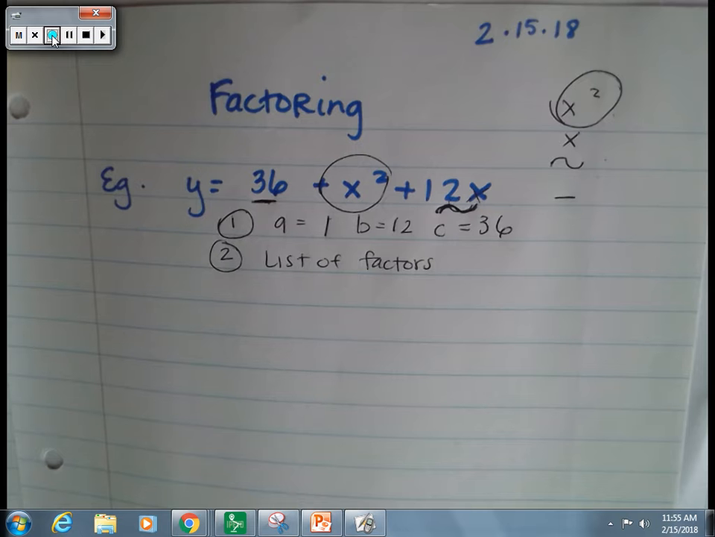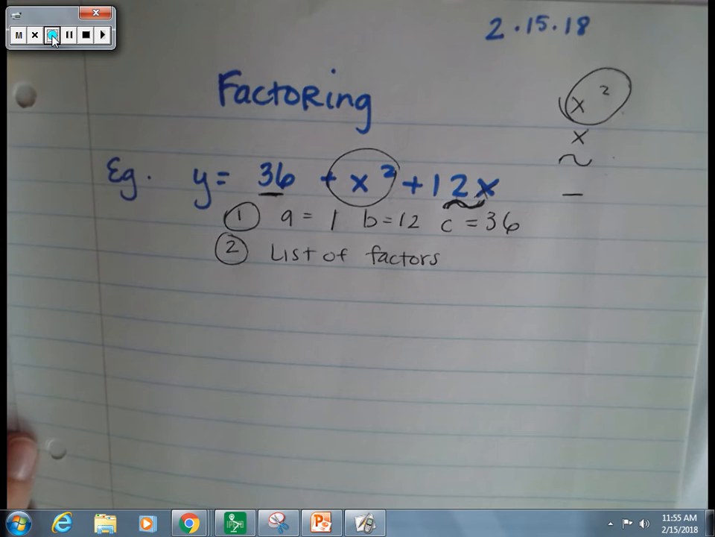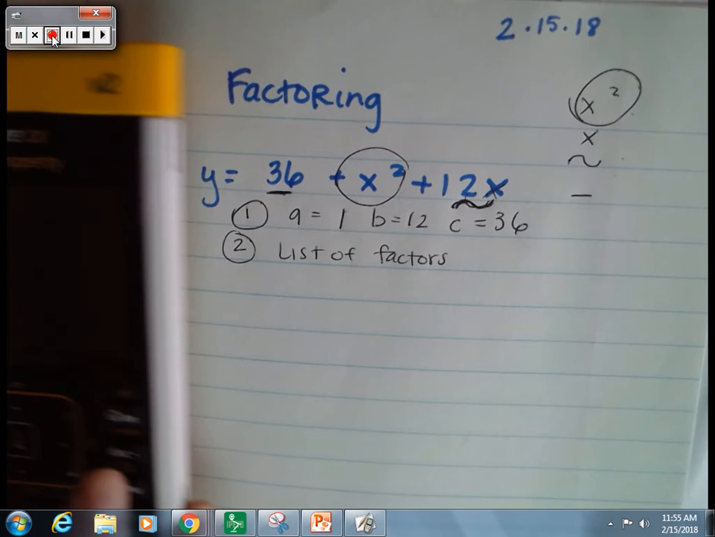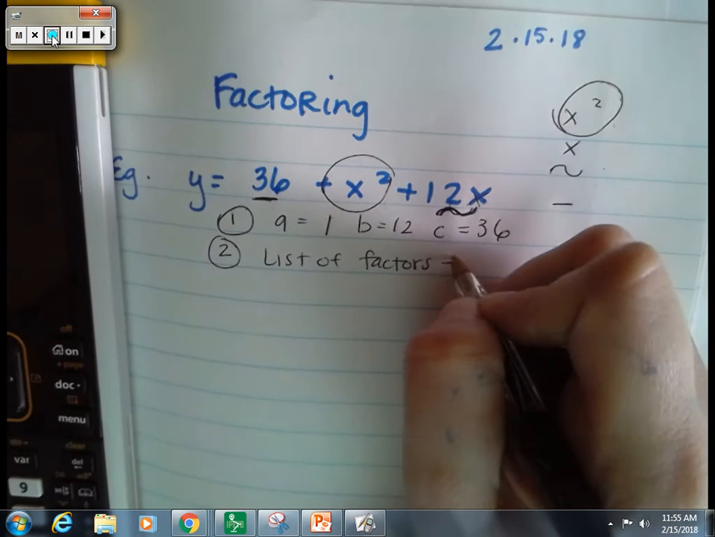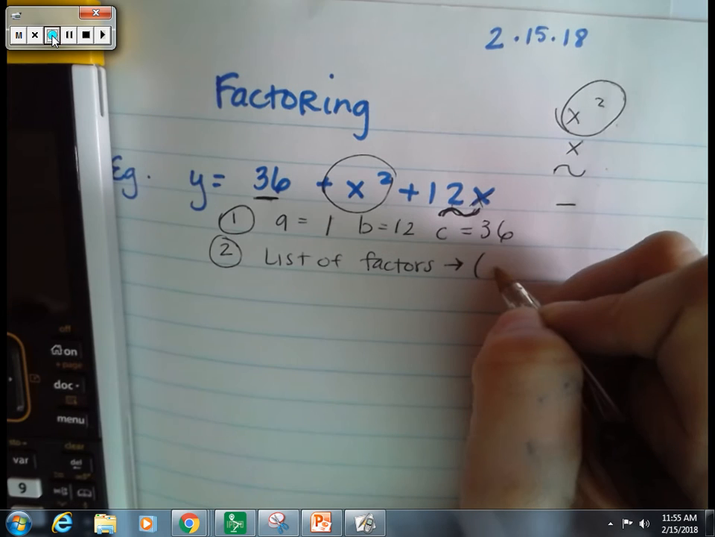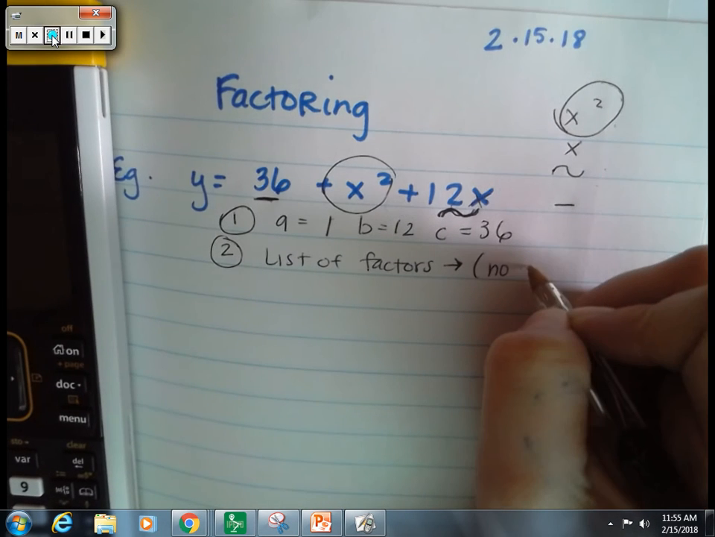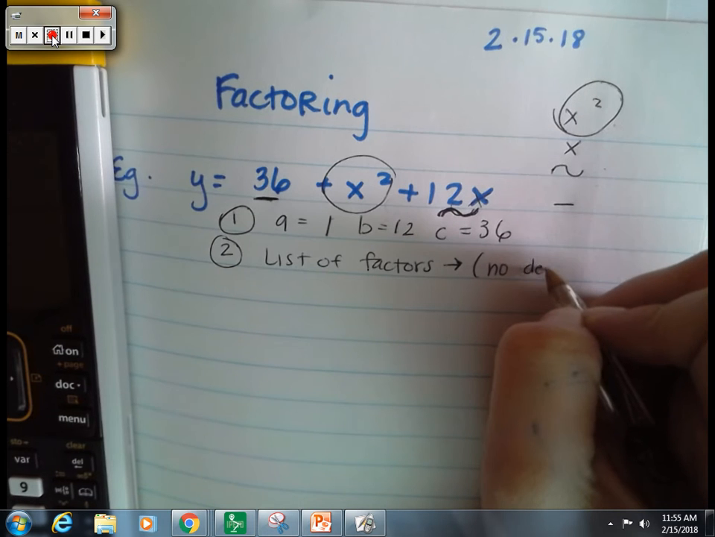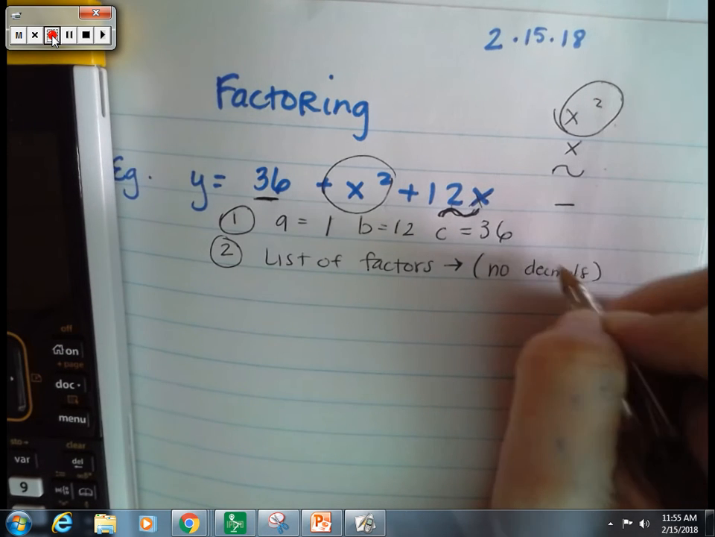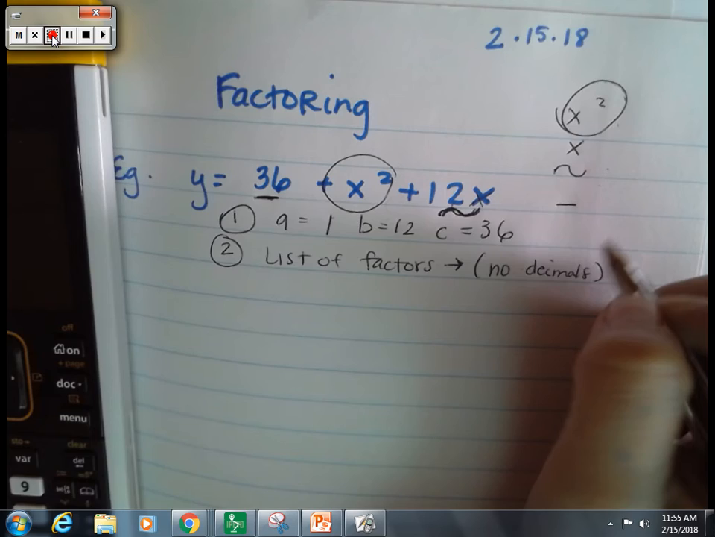Because some people struggle with making a list of factors, I use the calculator to help me. When I say factors, factors are the things that multiply to give you a product. These do not include things with decimals. We're not talking about those numbers.